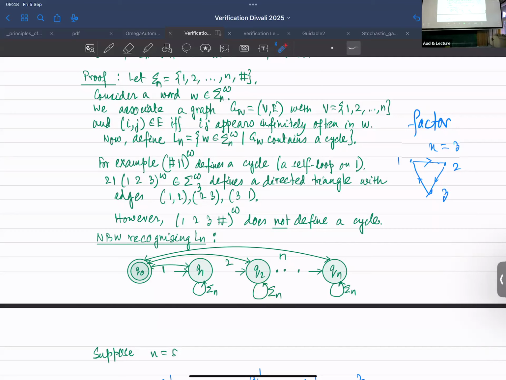So now, let's try to get the intuition. Why does this automaton accept the language we are talking about? If there is a cycle in GW corresponding to the word W, then this automaton should accept that word W. Why is it so? Can you look at this and tell me why do you think that? And if there is no cycle, it should not be able to accept.